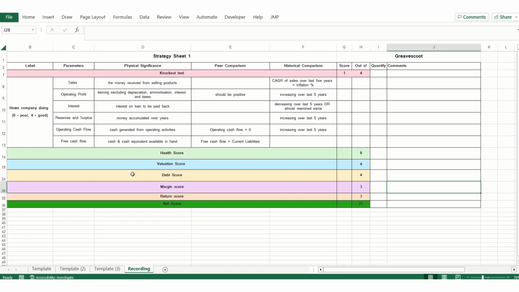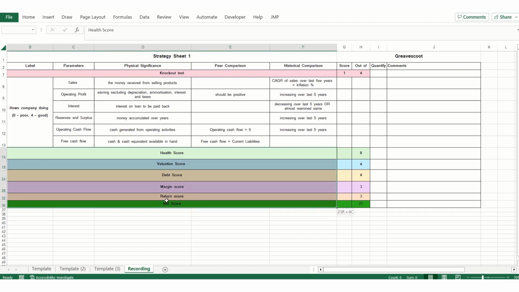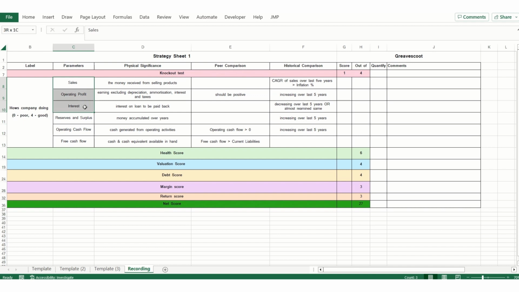So let's go to the second part, which is your health score. And don't get confused with all these labelings. You have already learned them. If you remember from lecture 2, we started learning the sales, the operating profit, interest. And in lecture 3, in the balance sheet, we learned your reserves and surplus. And in lecture 4, we learned your cash flow and free cash flow.